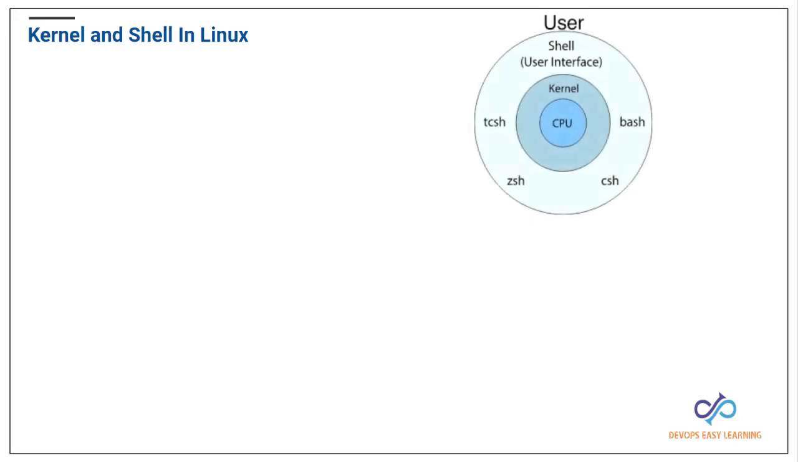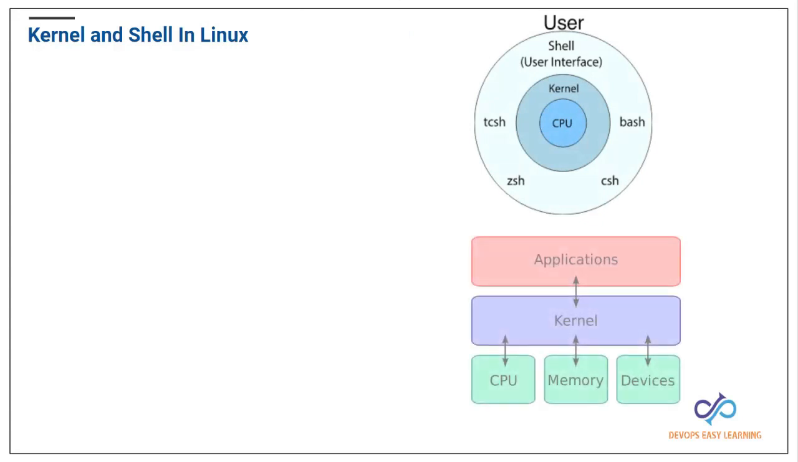For instance, I have this little icon here where we have something called a user. We have a shell, which is just a user interface, and from there we have some kind of shell like the bash shell, the CSH, the ZSH, and also the TCSH, right? And in there we have something called a kernel. After that, we have a CPU, which is the brain of the computer, right?